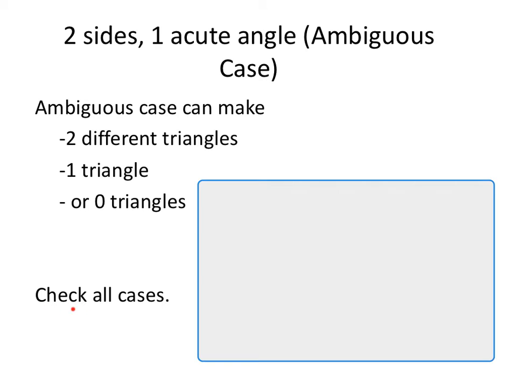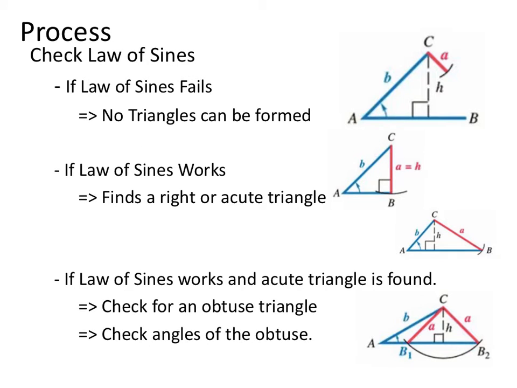And we want to make sure that we check all cases. So we're going to check each triangle that could be created. The process of doing that is described below. I would write this down, and this gives you a step-by-step instructional guide of how to approach these. So first, we're going to check law of sines.